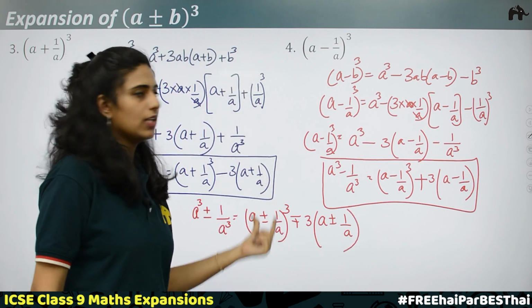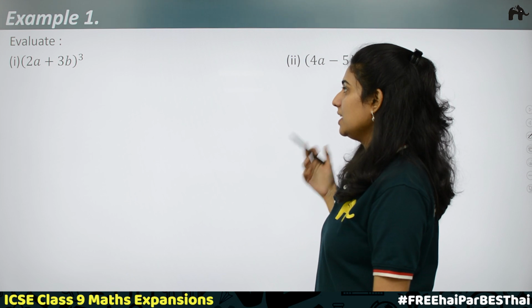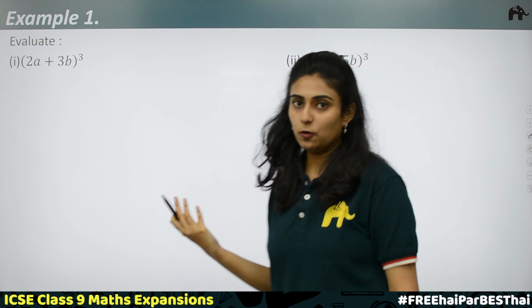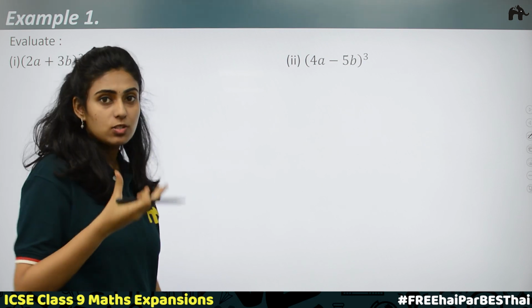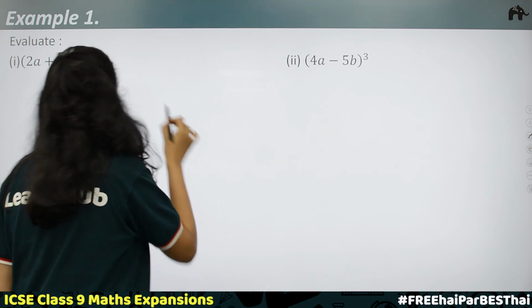Okay, on combining, you can write this way. Let us take an example. Evaluate (2a plus 3b) whole cube. Here, this is of the form (a plus b) whole cube. In place of a, we have 2a and in place of b, it is 3b.